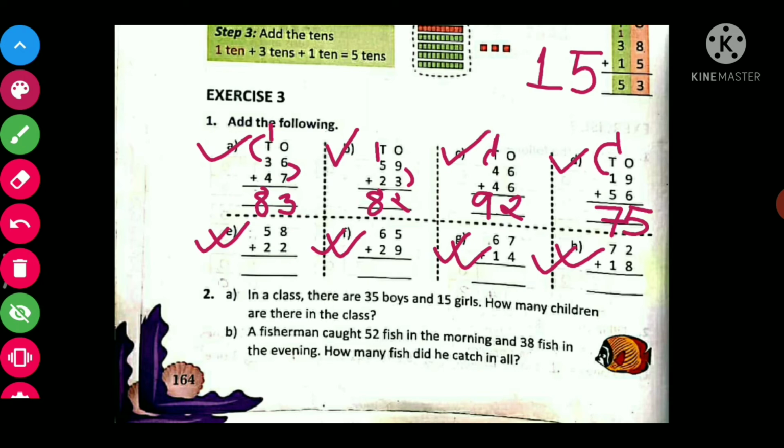So now E, F, G, H. These 4 questions you will do in your classwork copy. And you have to do this one by yourself.